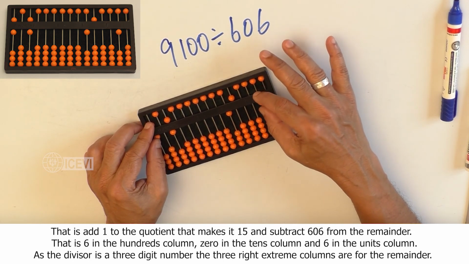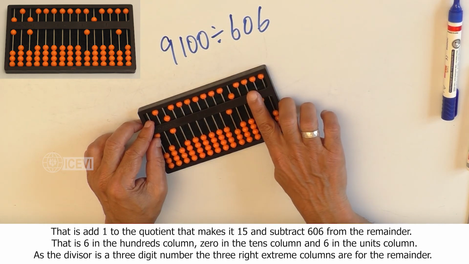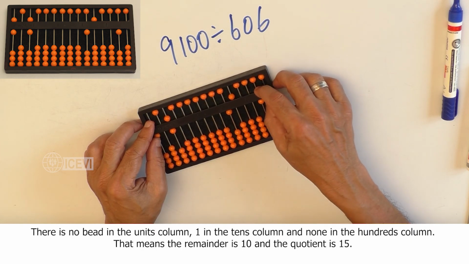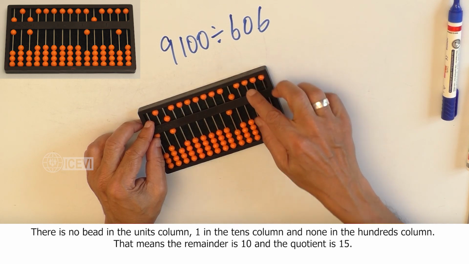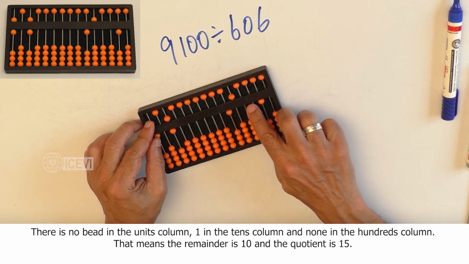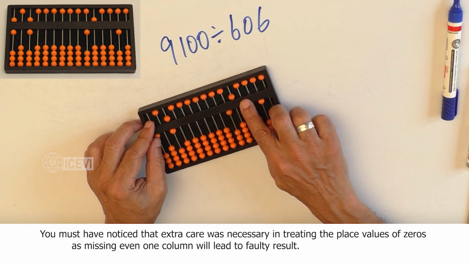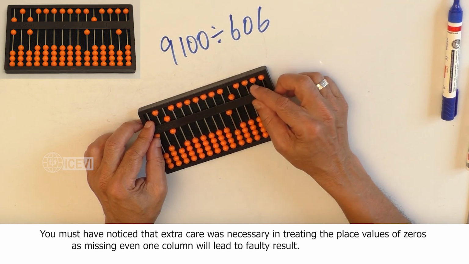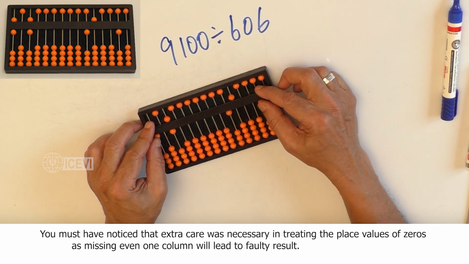As the divisor is a 3-digit number, the 3 right extreme columns are for the remainder. There is no bead in the units column, 1 in the tens column, none in the hundreds column. That means the remainder is 10, and the quotient is 15. You must have noticed that extra care was necessary in treating the place values of zeros, as missing even one column will lead to faulty result.